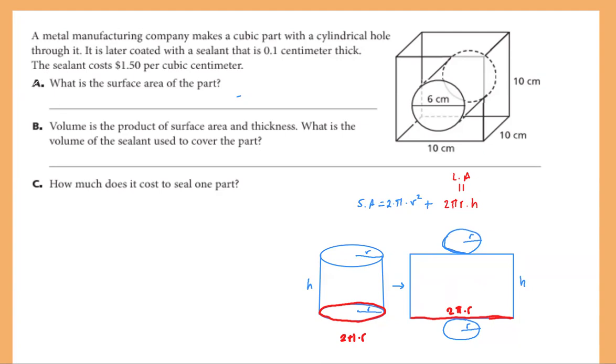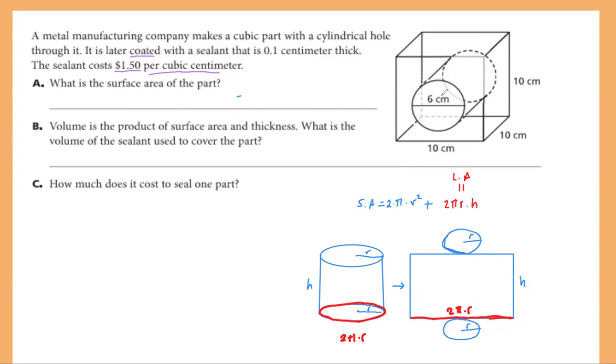Now let's look at the question we are given. The question says a company makes a cubic part with a cylindrical hole through it, so there's a hole inside. Later it is coated with a sealant that is 0.1 centimeter thick, and the cost of the sealant is $1.5 per cubic centimeter. It's a bit challenging to understand, to be honest. The first part says find the surface area of the part.